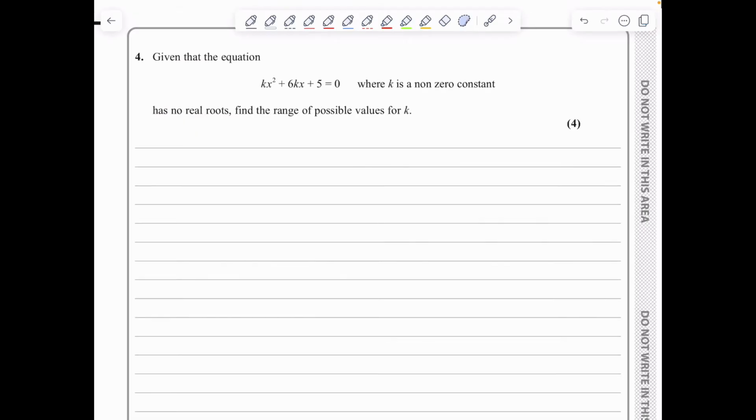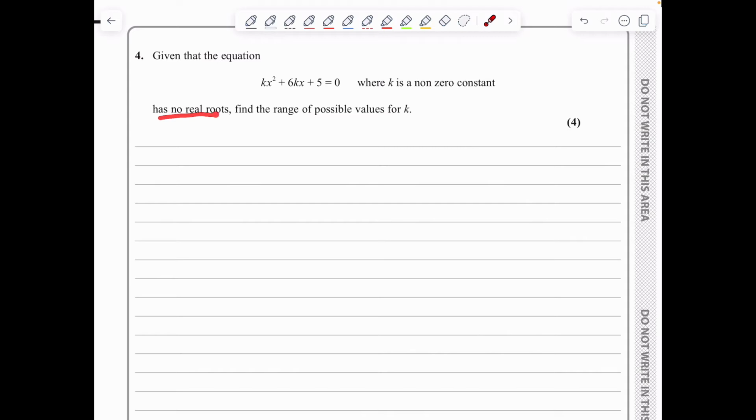In question 4, we're given this quadratic kx squared plus 6kx plus 5 is 0. K is a non-zero constant, and we're told that it has no real roots, and we need to find the range of possible values for k. Now we know that no real roots simply means that the discriminant of the given quadratic should be negative.